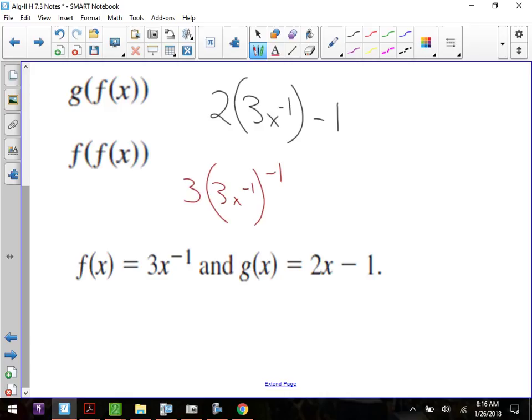Okay. So in order to solve this one out, watch what happens. Power to power, in this case, I would just distribute the negative exponent, correct? So I get 3 times 3 to the negative 1, x to the first. What's your answer? x. Your answer here is x.